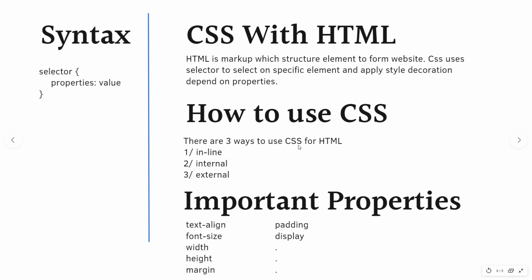So how to use CSS? There are three ways to use CSS for HTML. The first one is inline, the second one is internal, and the third is external. I will explain you one by one the three ways of using CSS. And now we can see important properties: text-align, font-size, width, height, margin, padding, display, and there are many properties of the CSS. You can do research or search on the website or Google, especially W3Schools. There are many properties that you can use, but here are the important ones that I just want to show you.